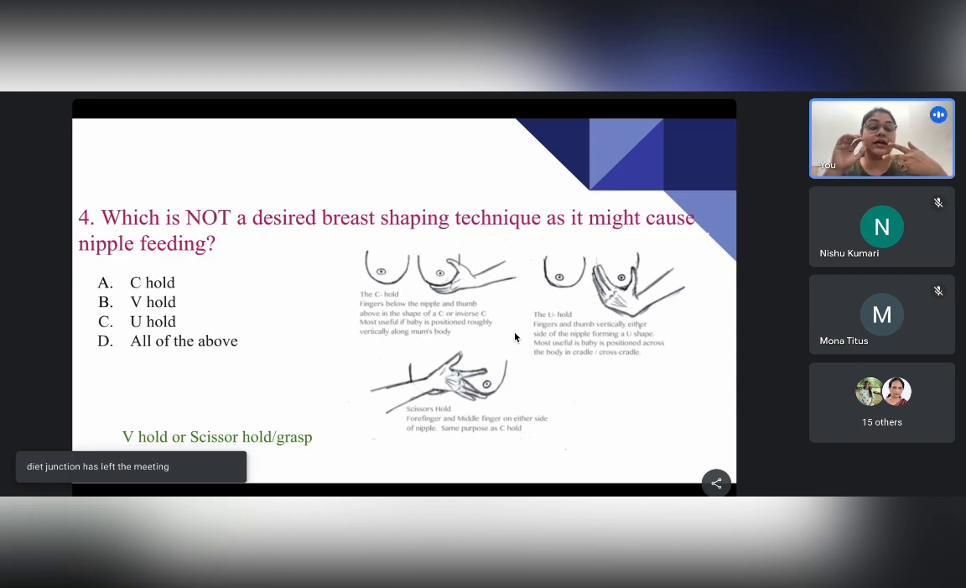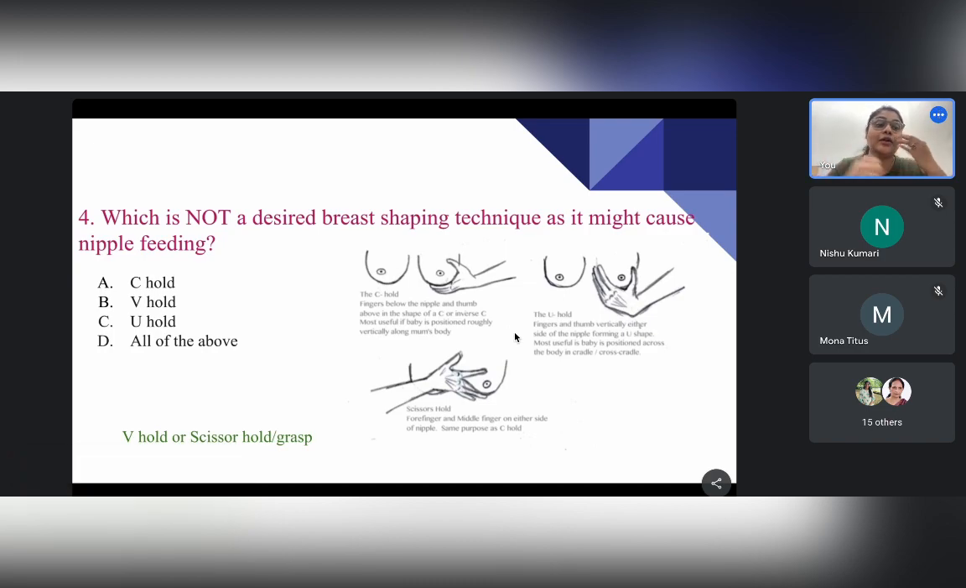And if the lower areolar part is not going into the baby's mouth, then obviously the latch will not be proper. So this will lead to an improper latch, or in turn, nipple feeding. So definitely the V hold is not a desired breast shaping technique. Please remember this. C hold and V hold are modifications of the same position, used in different directions, say from the side and from the top or underneath, based on different techniques. And the V hold or scissor hold is not a desired breast shaping technique.